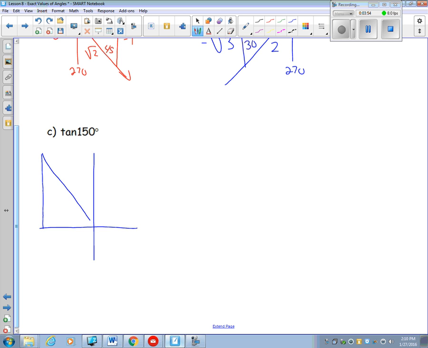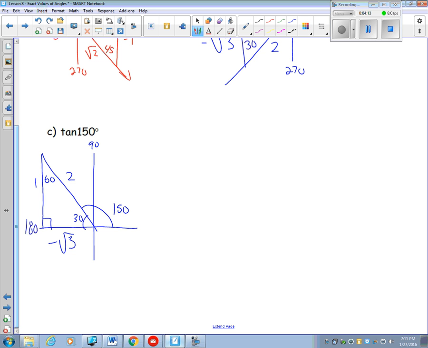150 would be right about here, because that's 150, and we know this is 90, and this is 180. Hey, we haven't quite got to 180. In fact, we are 30 degrees short of it. Oh, 30, we like those ones, right? Because we know 30s and root 3's go beside each other. To the left, so it's negative.